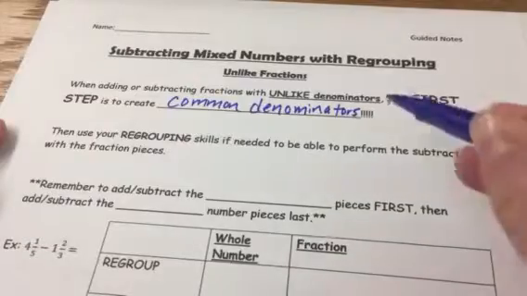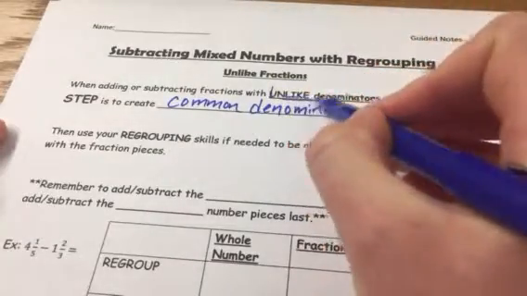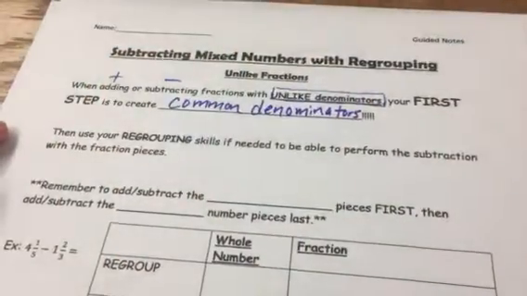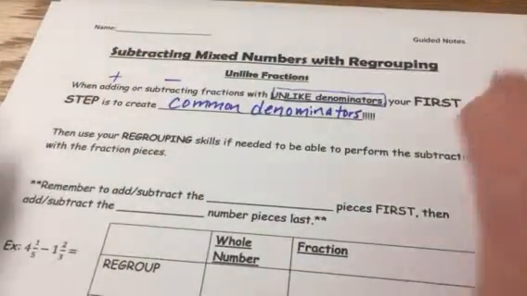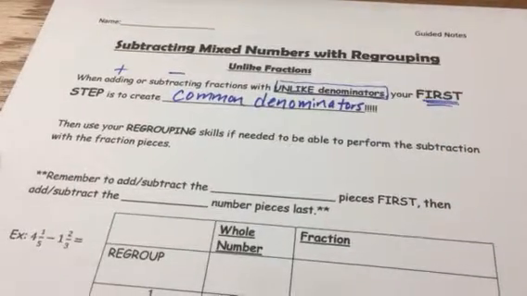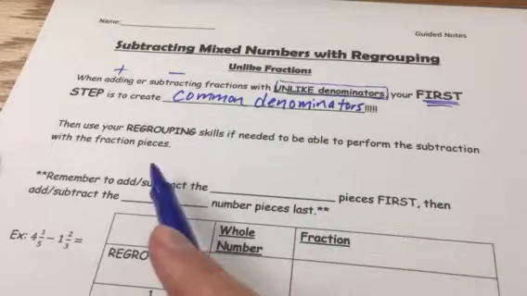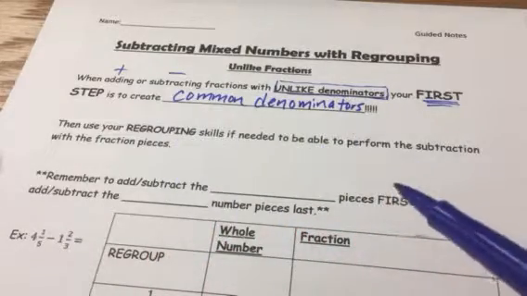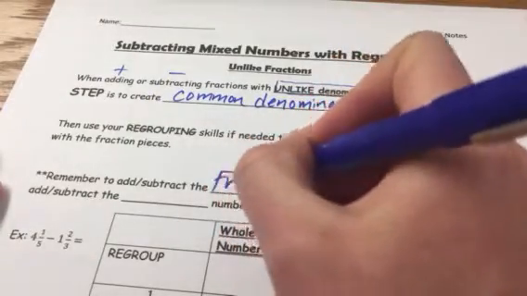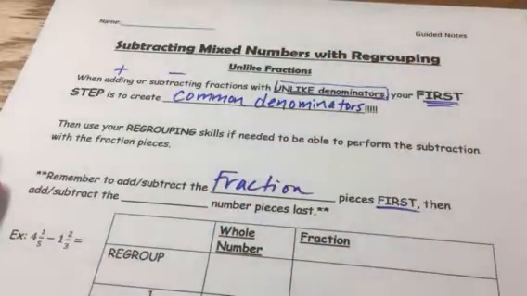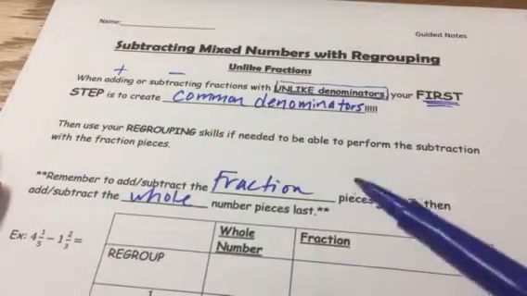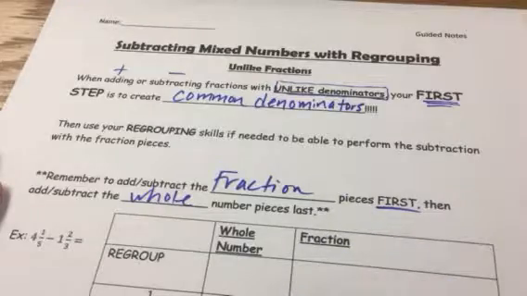It's very important. That's forever and for always. If you ever have unlike denominators and you're adding and subtracting, you need to create common denominators first. Then we're going to use our regrouping skills if needed to perform the subtraction with the fraction pieces. Now remember, when we're dealing with mixed numbers, we want to add and subtract the fraction pieces first, then add and subtract the whole number pieces last, because we might need to be borrowing from our whole numbers.